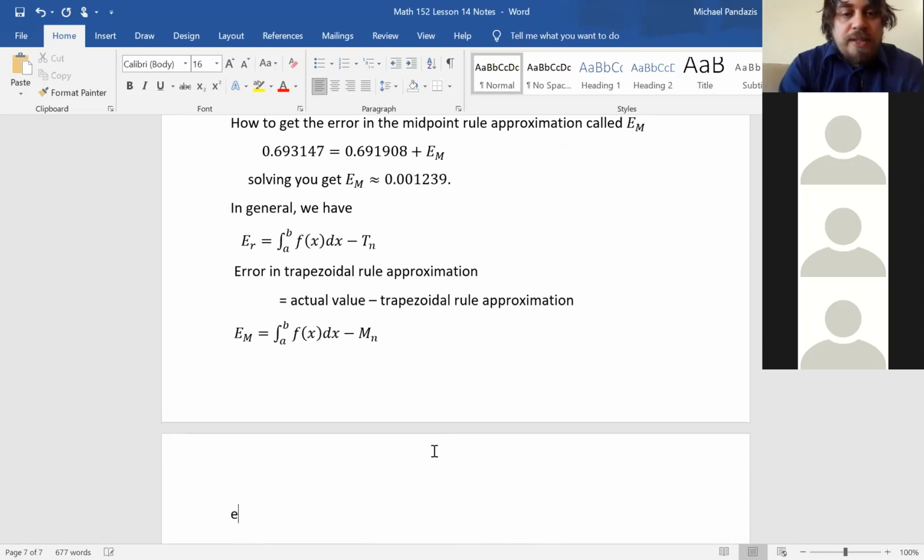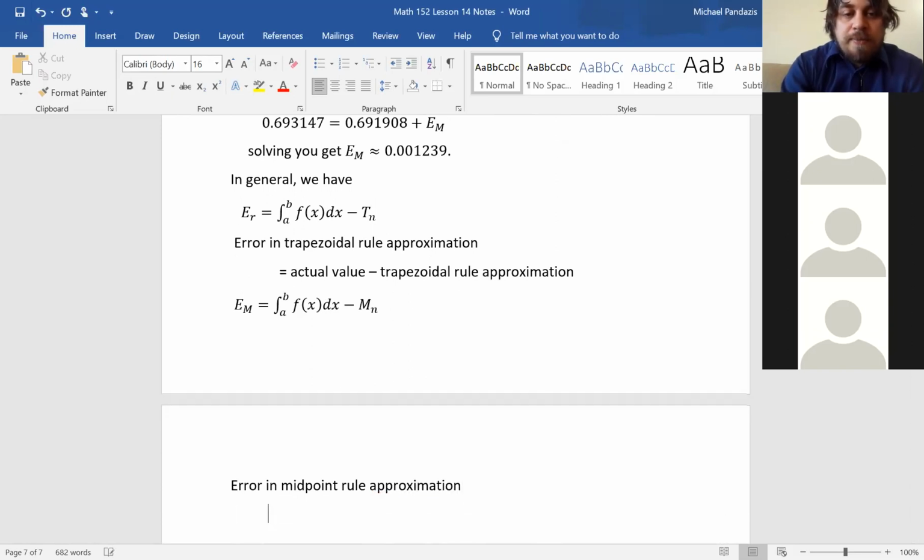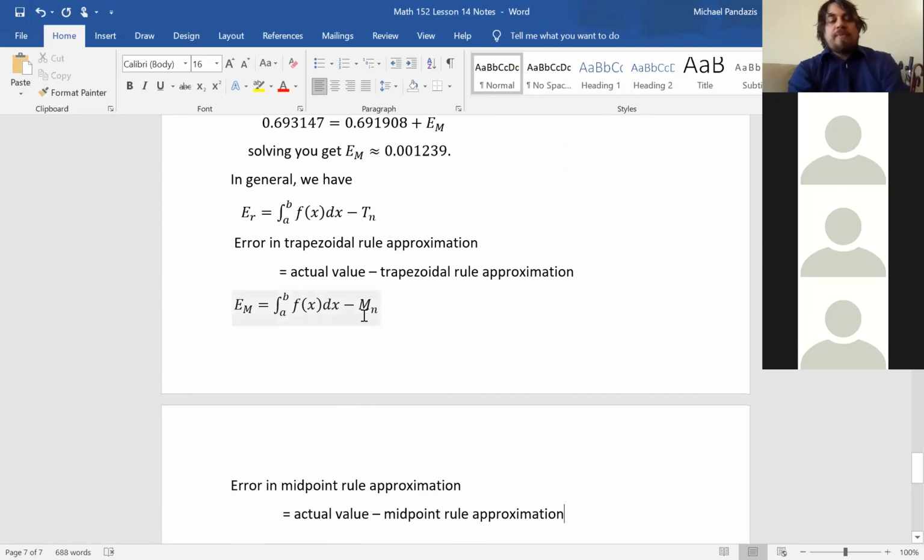And what that says is that the error in the midpoint rule approximation is equal to the actual value, which is this guy, minus the midpoint rule approximation, which is M sub n. M sub n is when you add up n rectangles using the midpoint rule. That's your midpoint rule approximation.